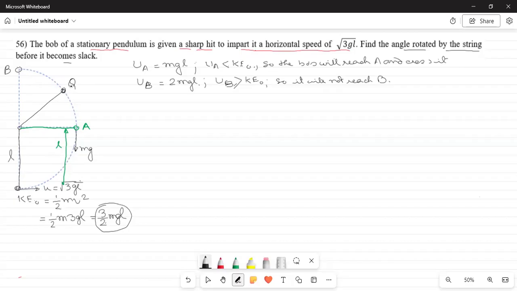We shall further see why the string should become slack. Now, in order to say that, let us consider the tangential velocity at Q is v. And consider this total height is h.